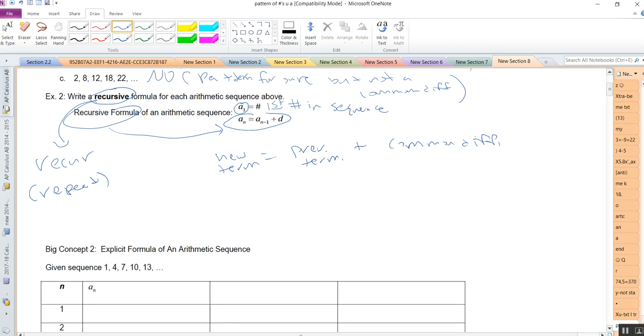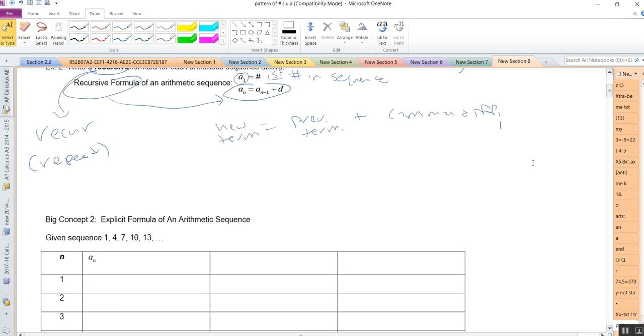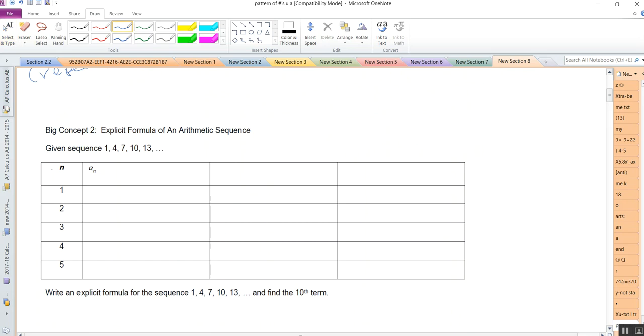So let me give you a good example down below. Actually, before I answer the question, because example 2 asks us to write a recursive form for each arithmetic sequence above, let me work out the table below and then come back and do example 2. So here we have 5 n values. Obviously, if n is 1, then a_n is just a1, then a2, a3, a4, a5. That's how I label those terms.